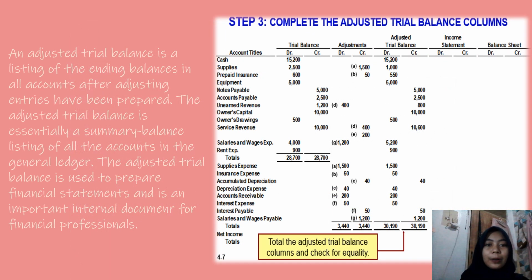So there is an adjusted trial balance. It's a listing of the ending balances in all accounts after adjusting entries have been prepared. The adjusted trial balance is essentially a summary balance listing of all the accounts in the general ledger. The adjusted trial balance is used to prepare financial statements and is an important internal document for financial professionals.